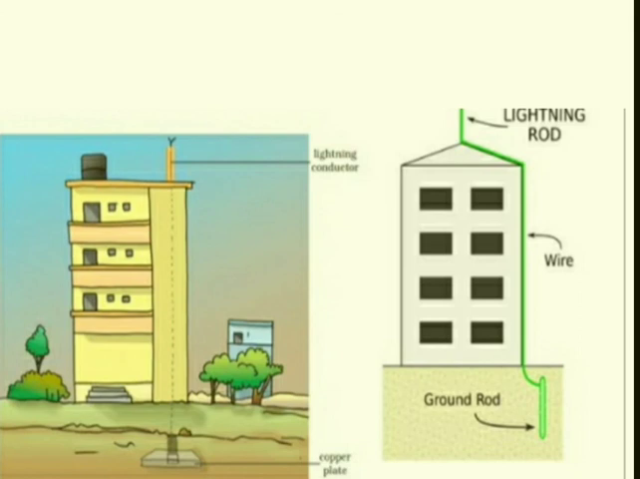The metal column used during construction, electrical wires and water pipes in the building also protect us to an extent, but do not touch them during a thunderstorm.